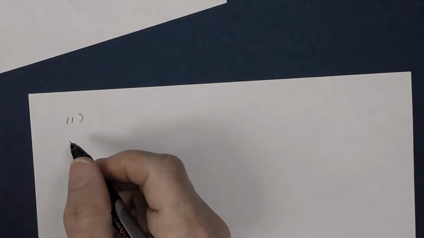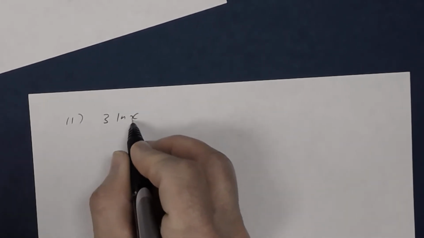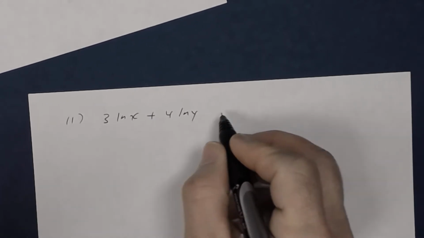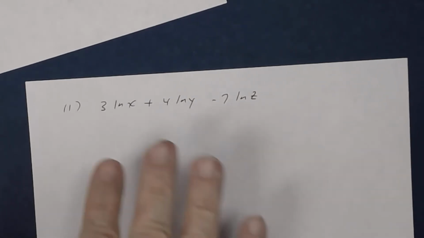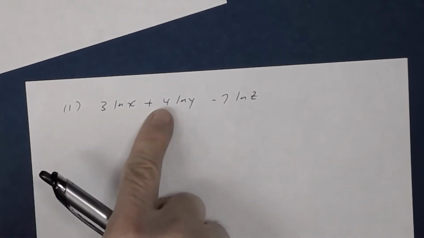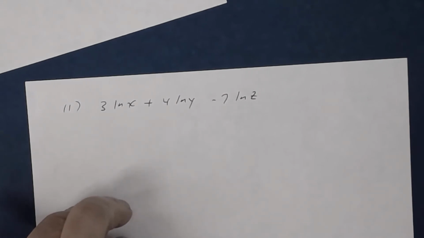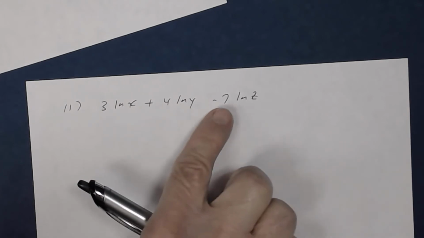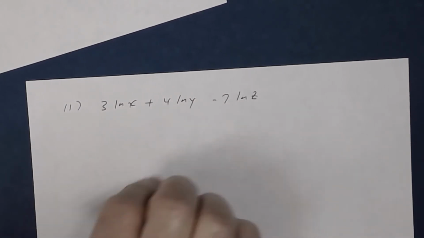All right, number 11, let's suppose I have 3 natural log of x plus 4 natural log of y minus 7 natural log of z. Now this time I have 3. We can handle that. In the previous 10 problems, there were only 2 logs to condense. Now we have 3 that we have to condense. Just like before, the first thing you have to make sure is that all these logs have a coefficient of 1, either 1 or negative 1.